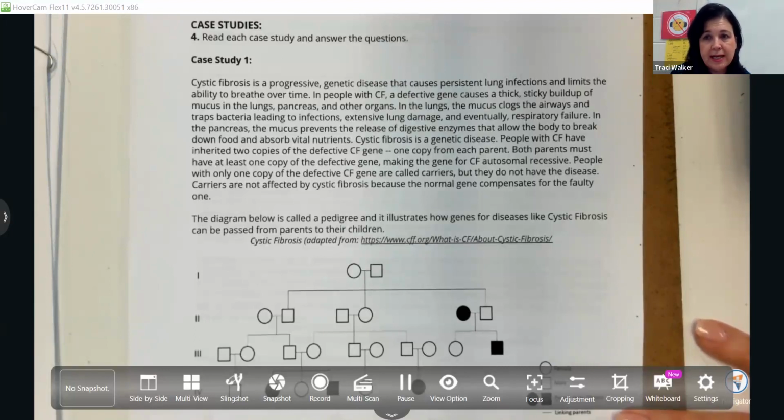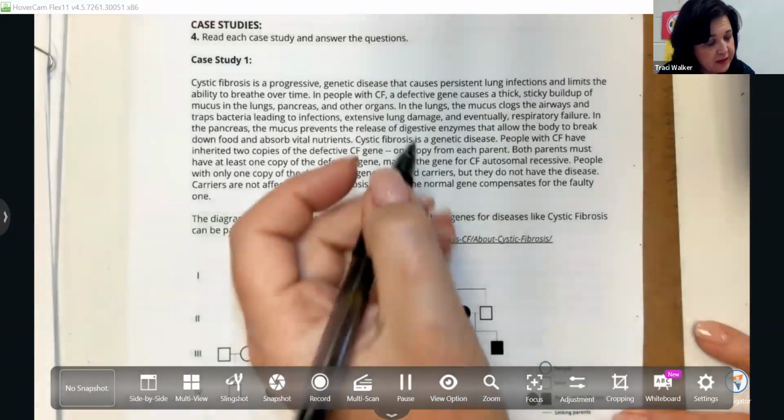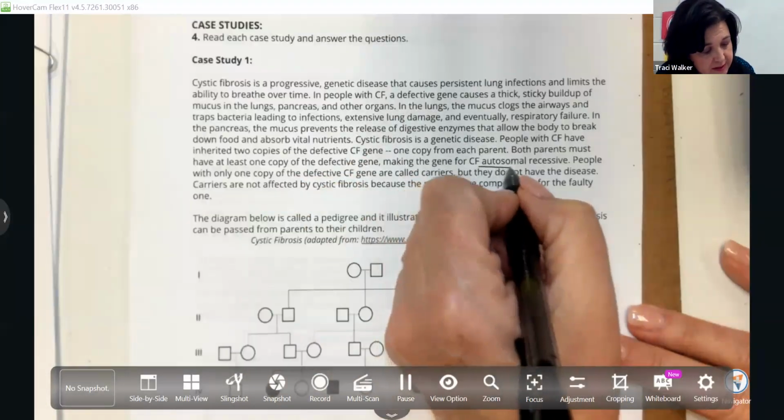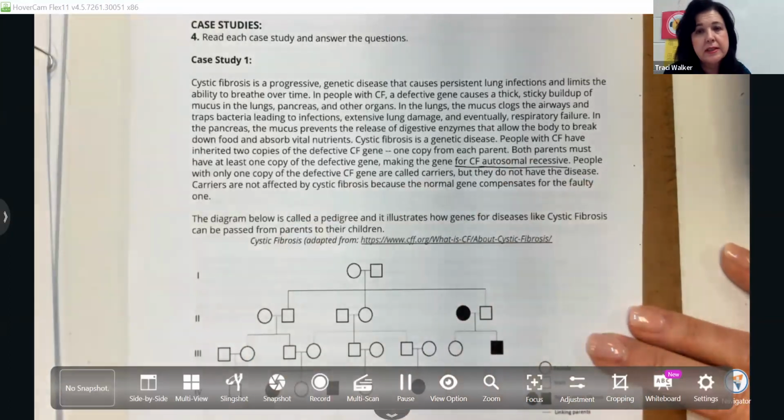Cystic fibrosis is a genetic disease, so that means it's inherited from parents to children. People with CF have inherited 2 copies of the defective CF gene, 1 copy from each parent. Both parents must have at least 1 copy of the defective gene, making the gene for CF autosomal recessive. So in this passage, they tell us that CF is an autosomal recessive trait.